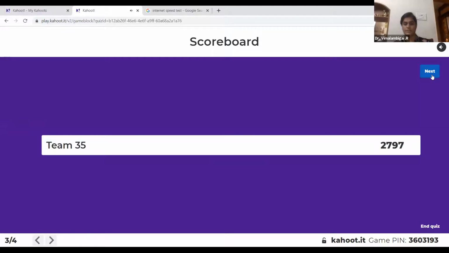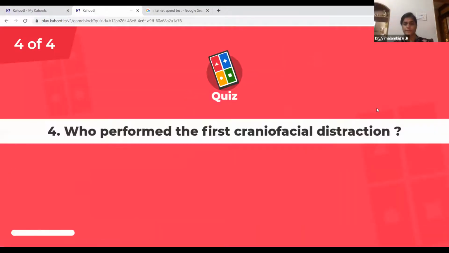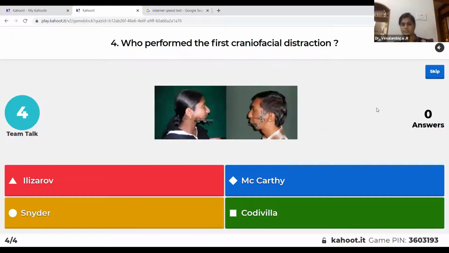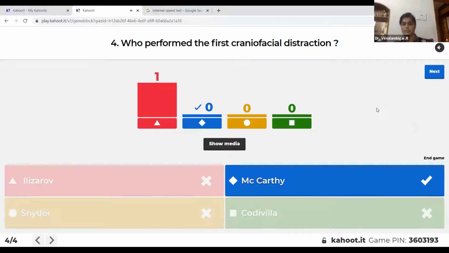This is the last question. Who performed the first craniofacial distraction? I think this is a very easy question. Was it Ilizarov, McCarthy, Snyder, or Podivilla? McCarthy, yes. Good. Okay, sorry, you answered wrong. Ilizarov did the first distraction in the lower limb. But the first craniofacial distraction was done by McCarthy. So we have come to the end of round 2.